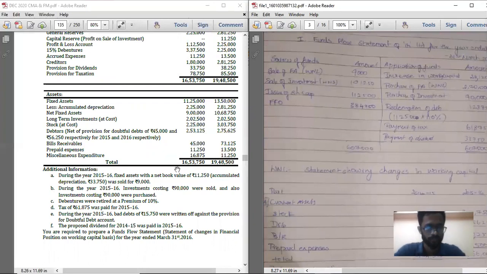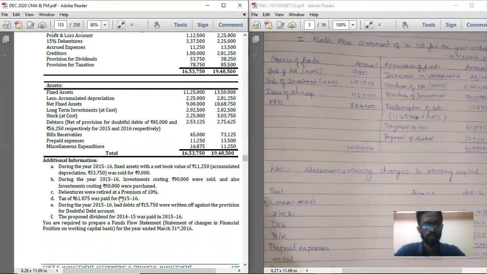Next, where should this premium be taken? This premium should be taken to the profit and loss adjustment account. You should debit premium on repayment of debentures. Next, tax of rupees 61,875 has been paid. It should be taken to the application of funds and also to the provision for taxation account.